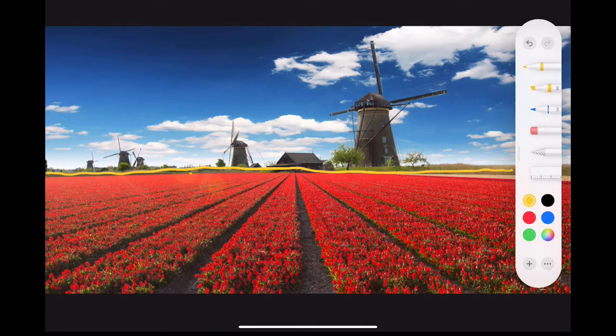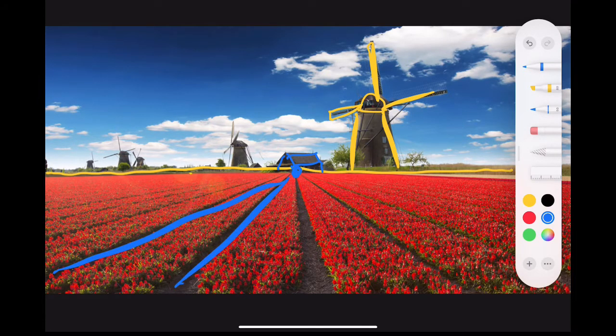Here's my horizon line. My windmill's off to the side, and that's okay. But is that where my vanishing point is going towards? Are all the rows of the tulips heading towards that? Actually, they're heading towards that cute, adorable little house. So if that's what you said, there's the house, that blue dot. We see that all the rows are going towards that.